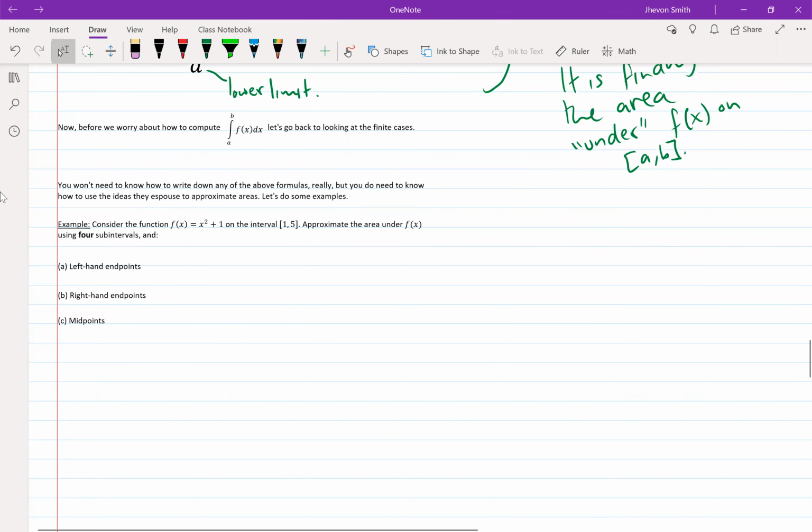Or I can say something like, using 4 rectangles.